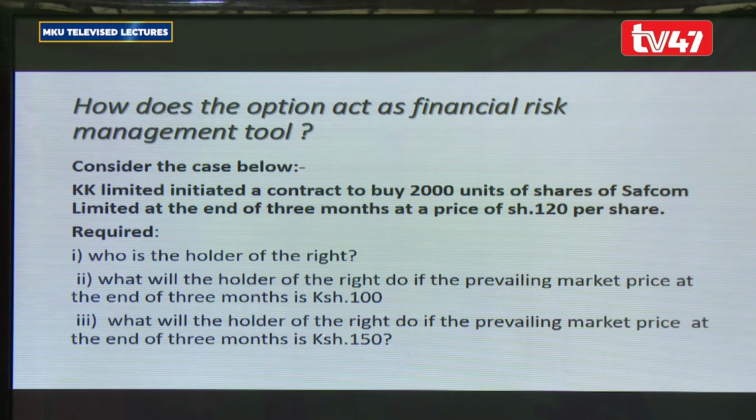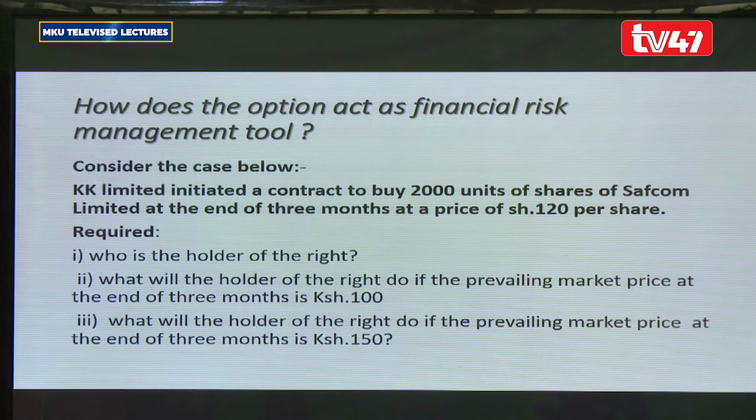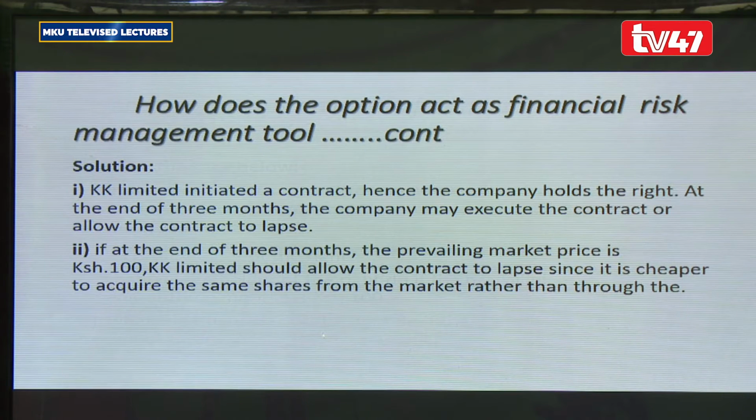What will the holder of the right do if the prevailing market price at the end of 3 months is Kenya shillings 100? Then the third question is, what will the holder of the right do if the prevailing market price at the end of 3 months is Kenya shillings 150? Do remember, after entering into a contract, the market is reacting, and you have different prices at different dates. So let's go check our solutions.